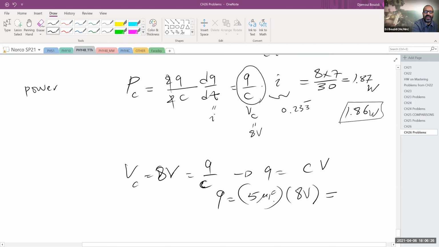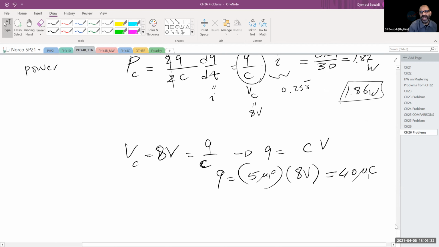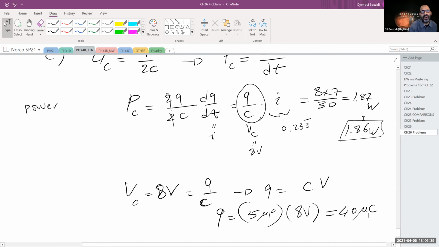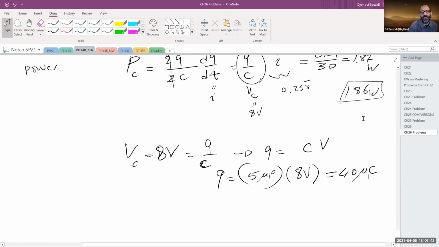And then 8 times 5 is 40. So this is 40 microcoulombs. So we could have asked that question. We could have even asked how much energy is stored, just to not confuse it with the power with which we're putting energy in. This is the rate at which energy is being built, because after all, the capacitor is a device to store energy. So that's really the whole purpose of it.